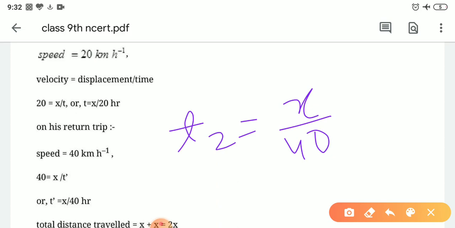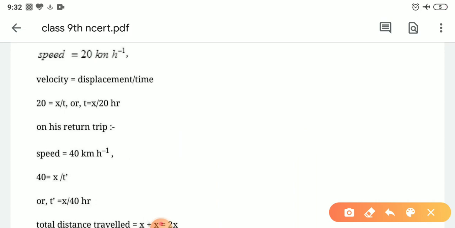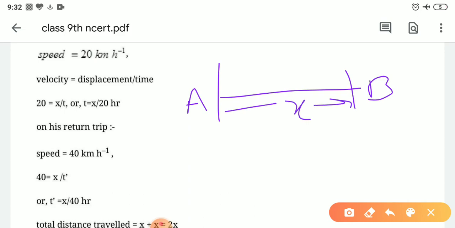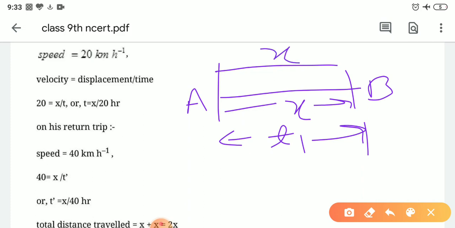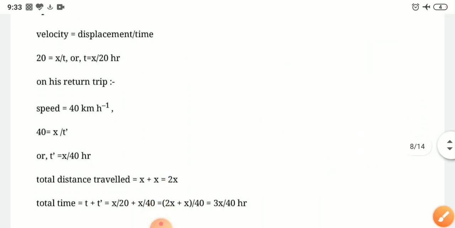Now we get two things. When Abdul is moving from his home to school, A to B, the distance is x and the time we suppose is t1, and in the returning condition when he is moving from B to A, the distance is the same x and the time is t2. Now we know t1 and we know t2 also. For average speed we have the formula total distance upon total time. We have total distance x plus x, that is 2x, and total time t1 plus t2. Then we will solve it like this.